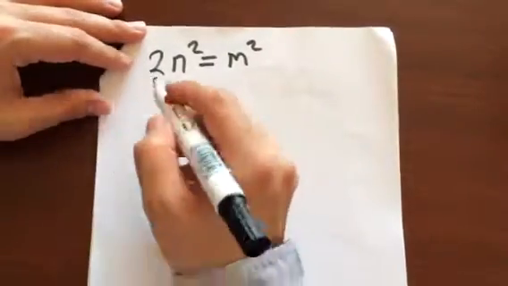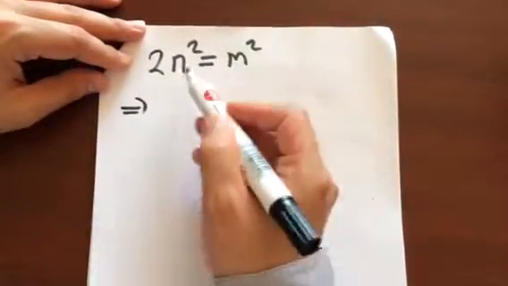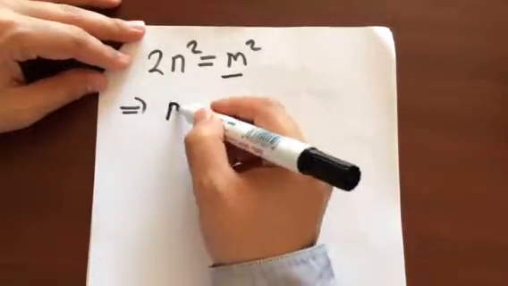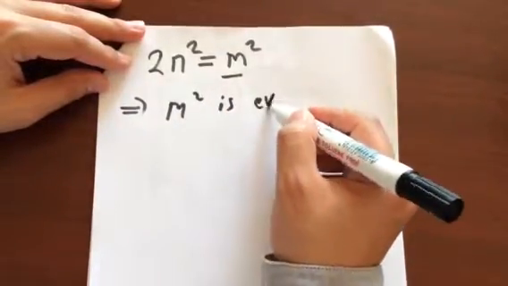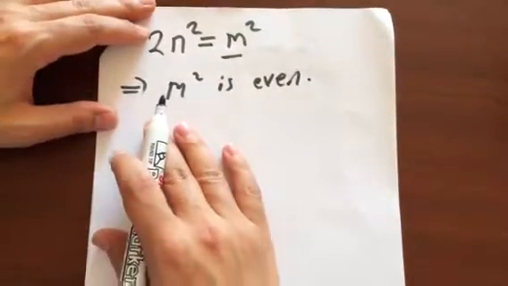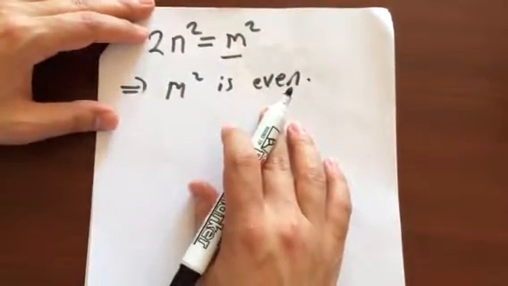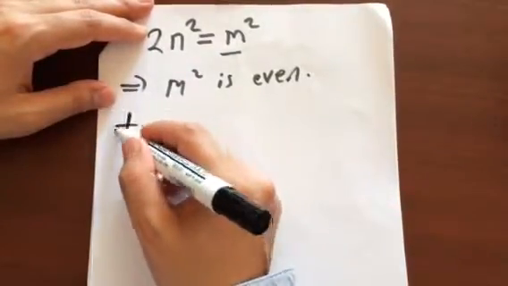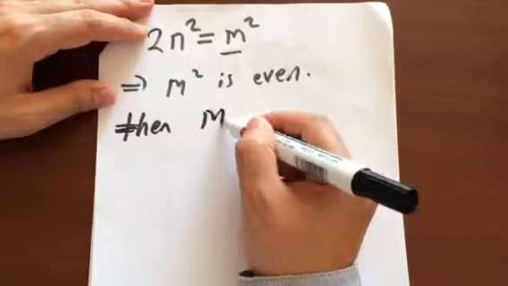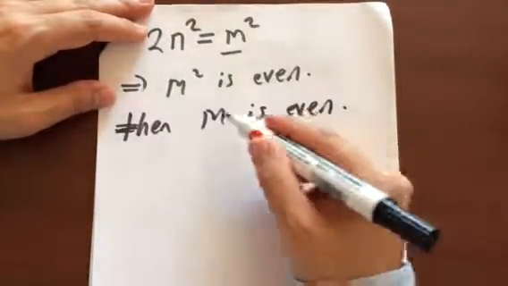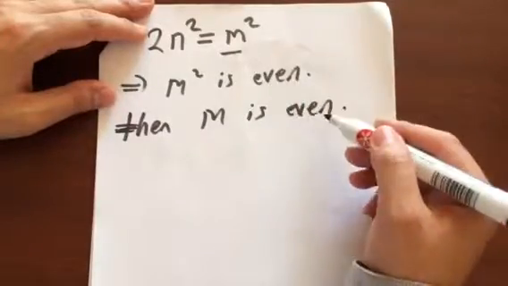So you see that m squared is a multiple of 2. That means m squared is even. But previously we have shown that if m squared is even, then m is even. So this was proven before.